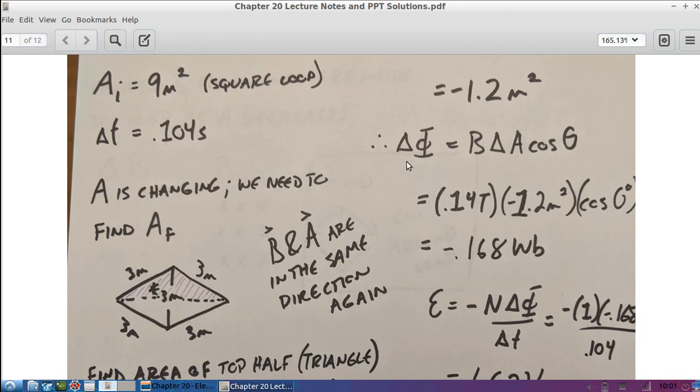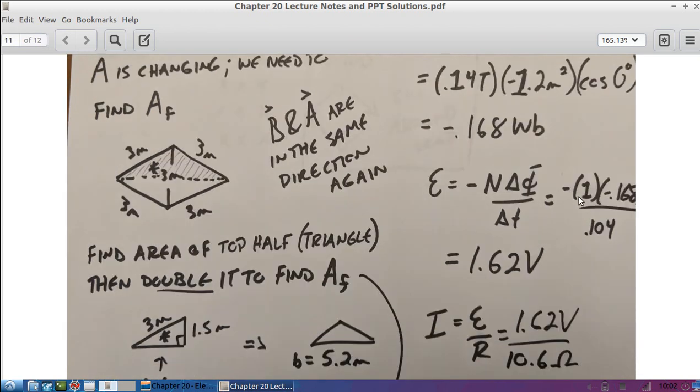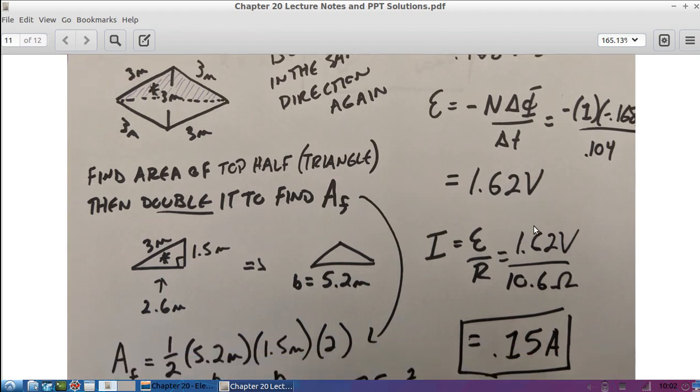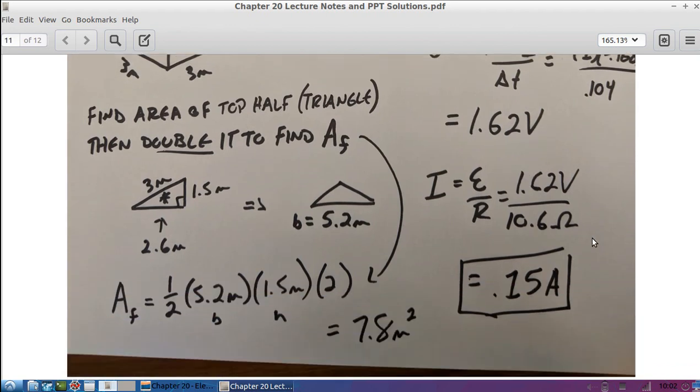So my change in magnetic flux is negative, because I've got a decreasing area, negative 0.168 Webers. So when I substitute that in, my negative signs will cancel. It's a single loop. I've got my time interval of 0.014 seconds, and I get an induced voltage of 1.62 volts. Finally, I'm looking for Ohm's law. So the current is the induced voltage divided by the resistance, and I get an induced current of 1.5 amps.